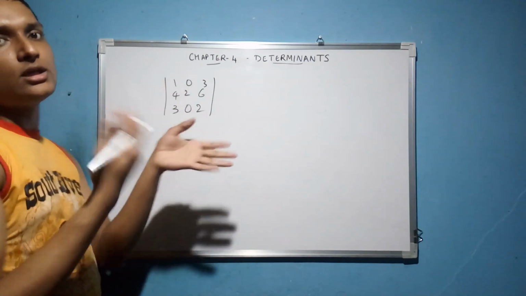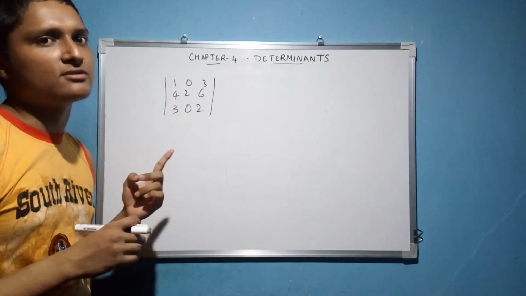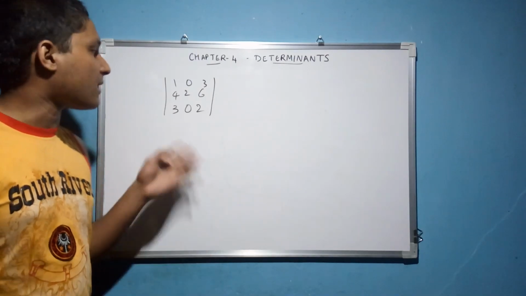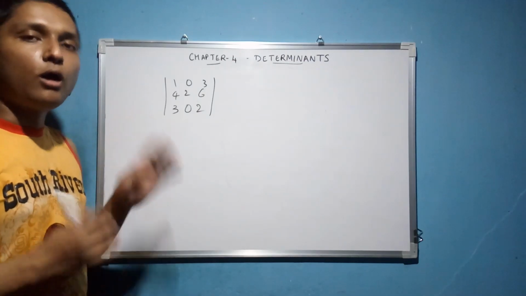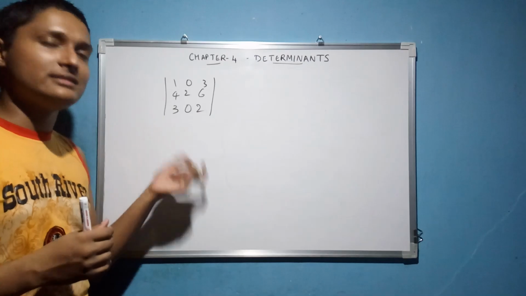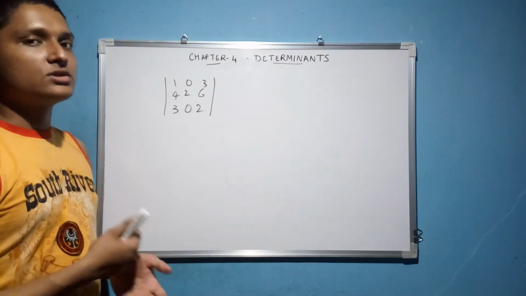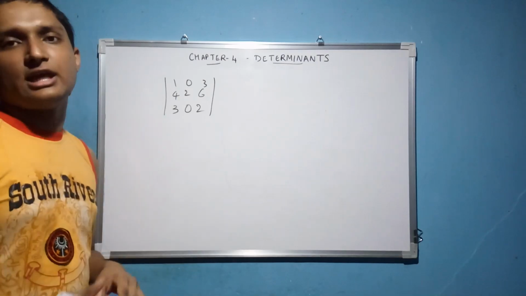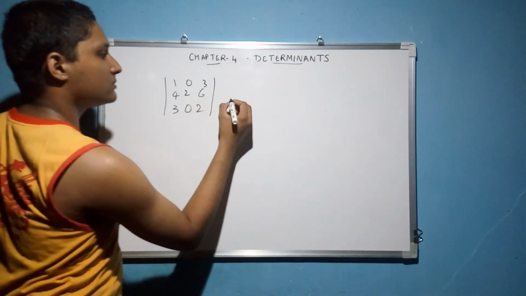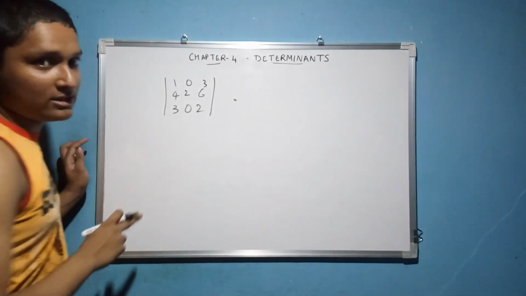Even if we exchange the columns and the rows, that is one of the properties of determinants we are going to learn in the next part. So even if you interchange the rows and the columns, you are going to get the same determinant as the answer. So therefore, even if you start with a column or a row, the determinant will not change. So now let me start with the first column.